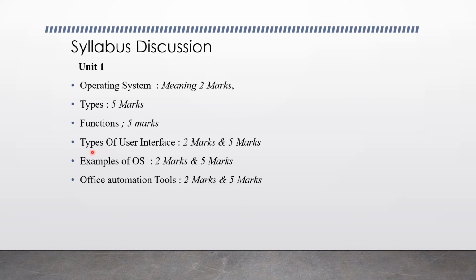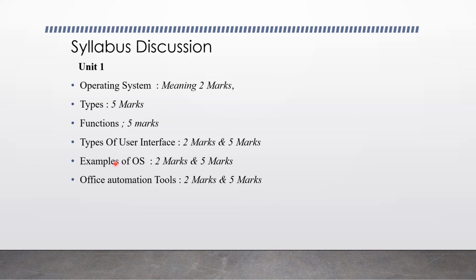And here they might ask you for both 2 marks and 5 marks. What is user interface? What are the different types of user interface? It might be the command line user interface, or it might be the graphical user interface, GUI. You need to explain those things. They might ask any one as a meaning, that is, what is GUI or what is command line user interface, or they might ask what you mean by user interface. Or they might ask for 5 marks, write a short note on user interface. So this is for both 2 and 5 marks.